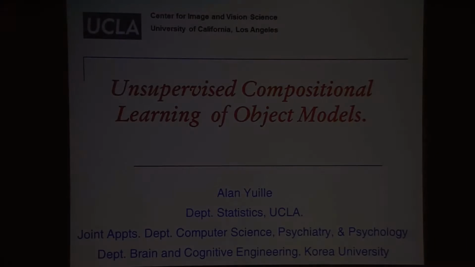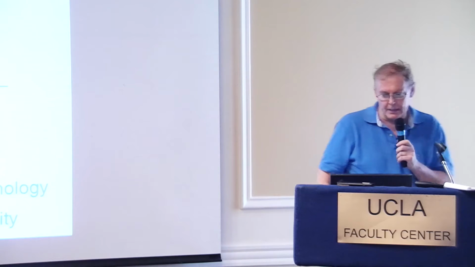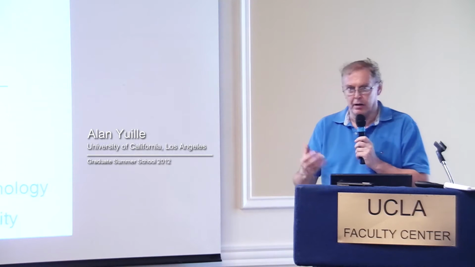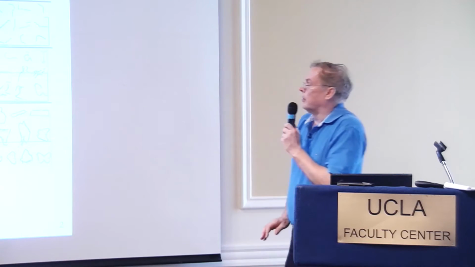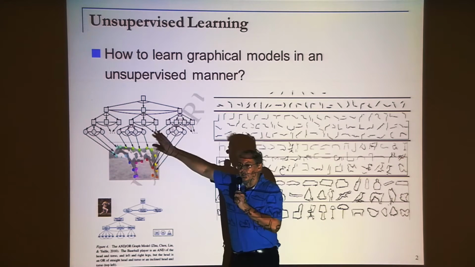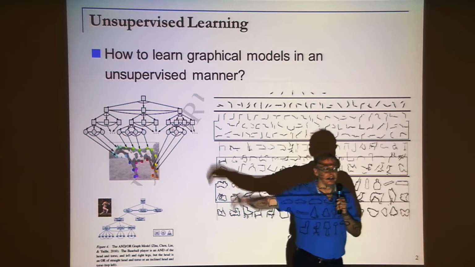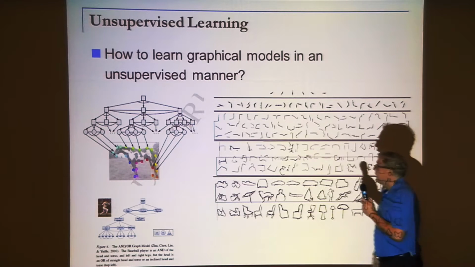My talk today is going to talk about how to do learning for the class of models that I discussed yesterday, how to do unsupervised compositional learning. And in short, yesterday I wrote up models like this for horses, but how did I get it? You could hand design it, but that takes time.